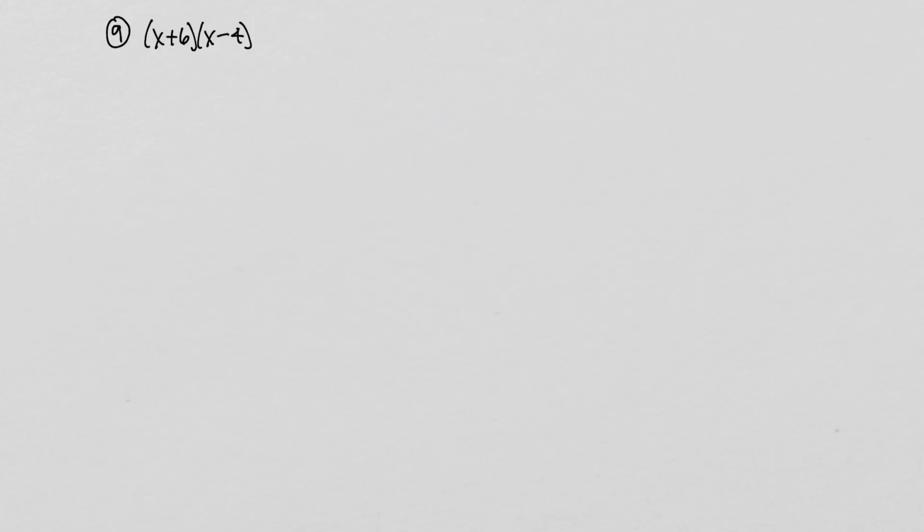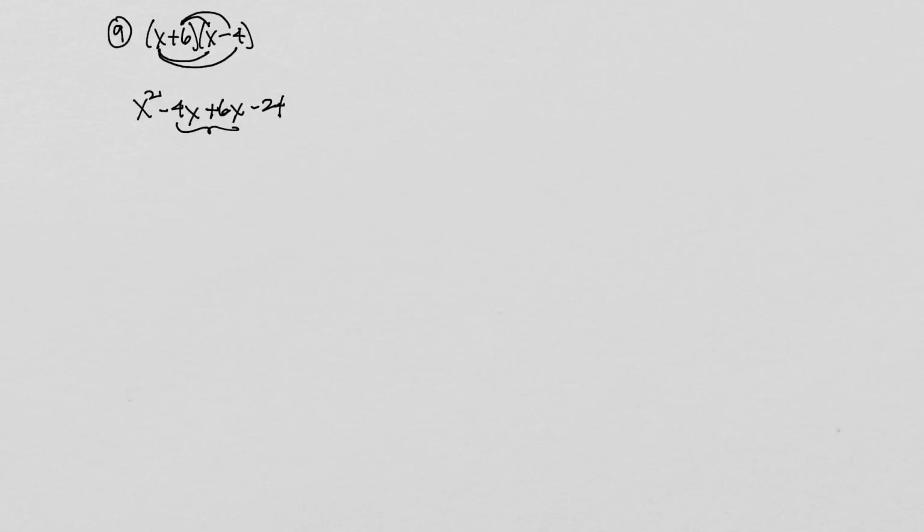Just as we did in number 8, let's do that in number 9. I'm going to start here with the x and run it through. The first and the first is going to be the x squared. The first and the last, positive x times negative 4 is negative 4x. And now move over to the 6. Positive 6 times x is positive 6x. Positive 6 times negative 4 is negative 24.